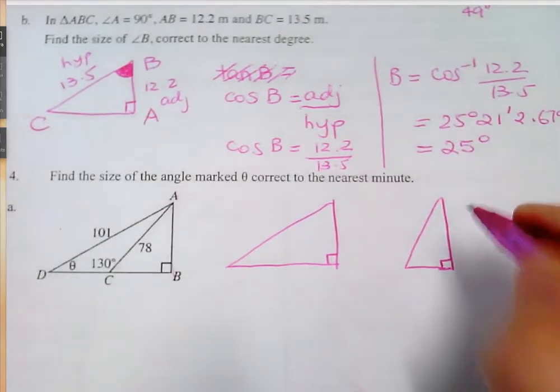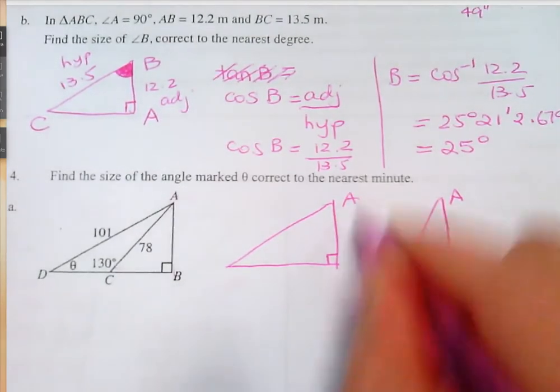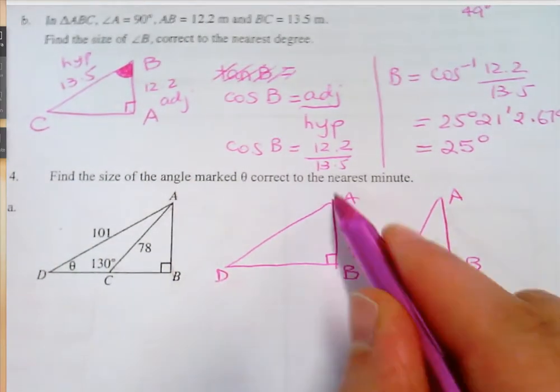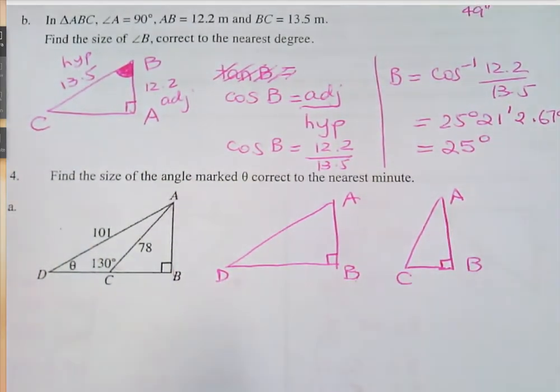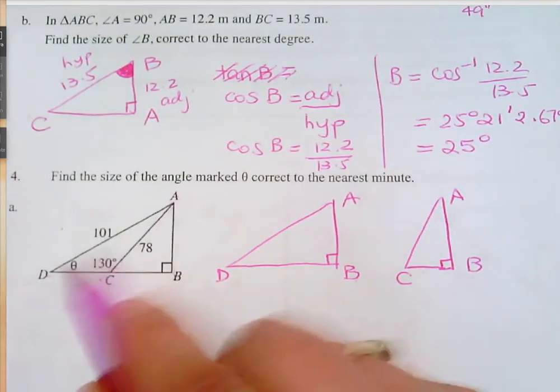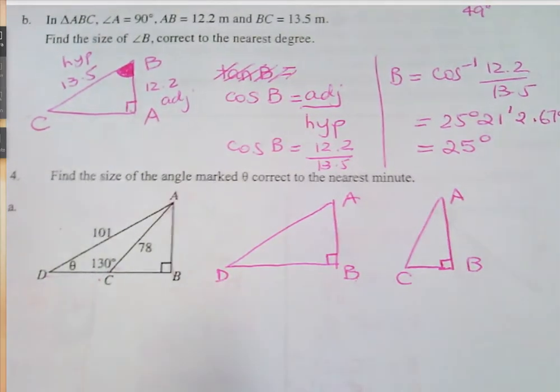That's how we're going to do it. So I'm going to label them A, B, C, A, B, D. So I've got the big right angle triangle, the small right angle triangle. In year 10, we are going to learn how to do the other triangle that's not right angle, but at the moment in year 9, you only learn how to work with right angle triangles.